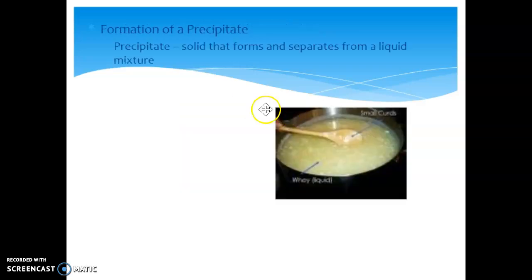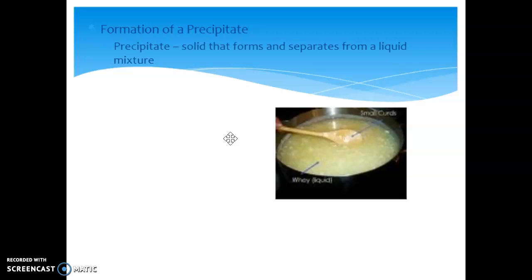The last one would be the formation of a precipitate. Those of you that don't know what precipitate is, it's a solid that forms and separates from a liquid mixture. So, for example, when you make cottage cheese by adding acid to milk, and that cottage cheese forms from the milk, which was liquid, and now you have a solid in the form of a precipitate, that would be an example. Okay. So again, a precipitate is when a solid separates from a liquid mixture. So basically you see a solid, or in this case, it's showing you the liquid milk and it's showing you the small curds coming out of the milk. This also shows that a chemical change has occurred because at the molecular level, one thing has changed to another.